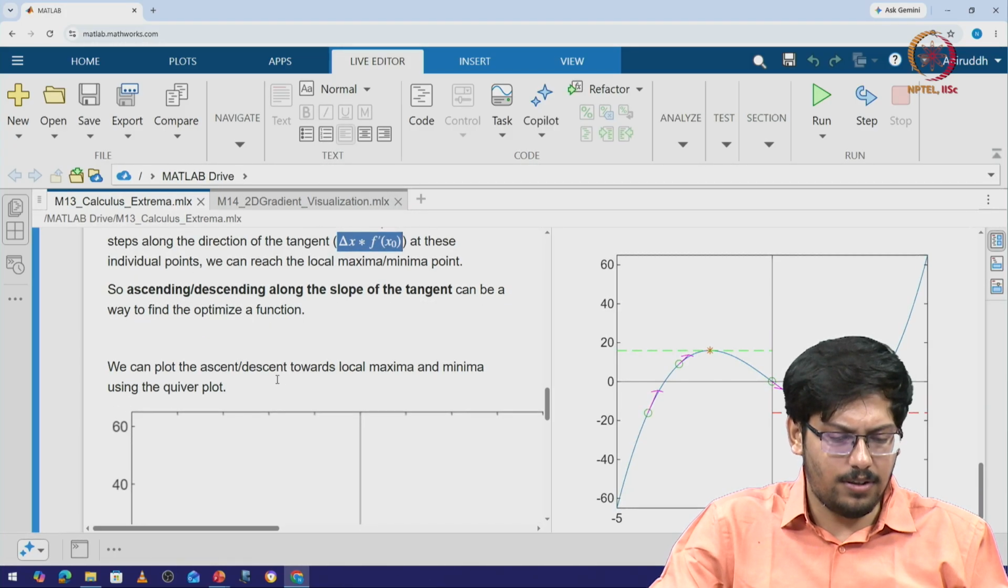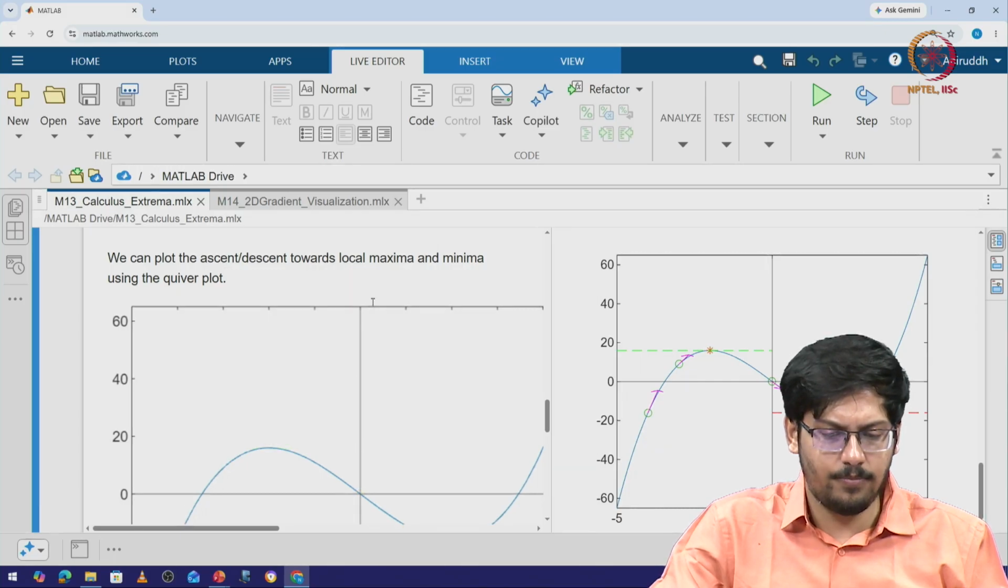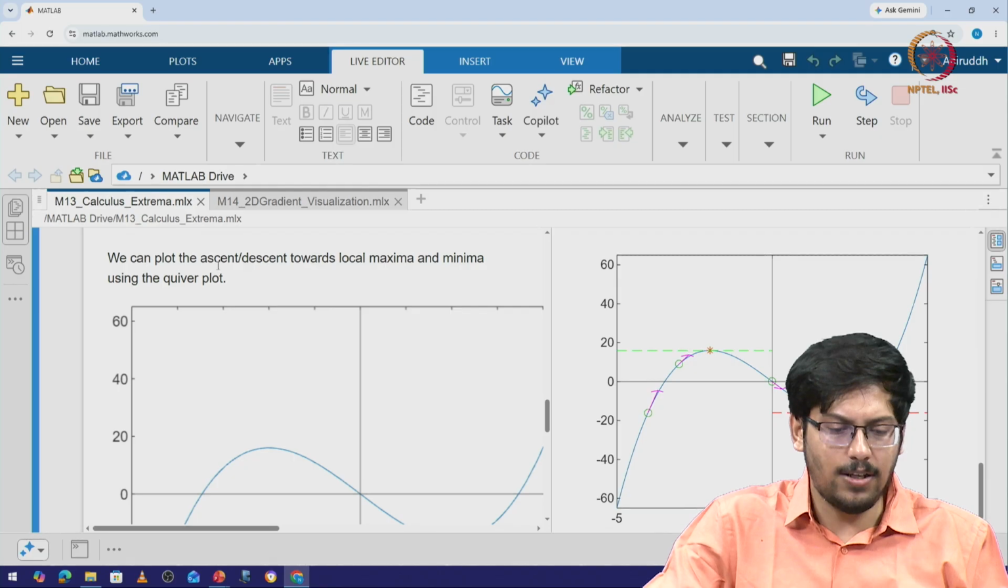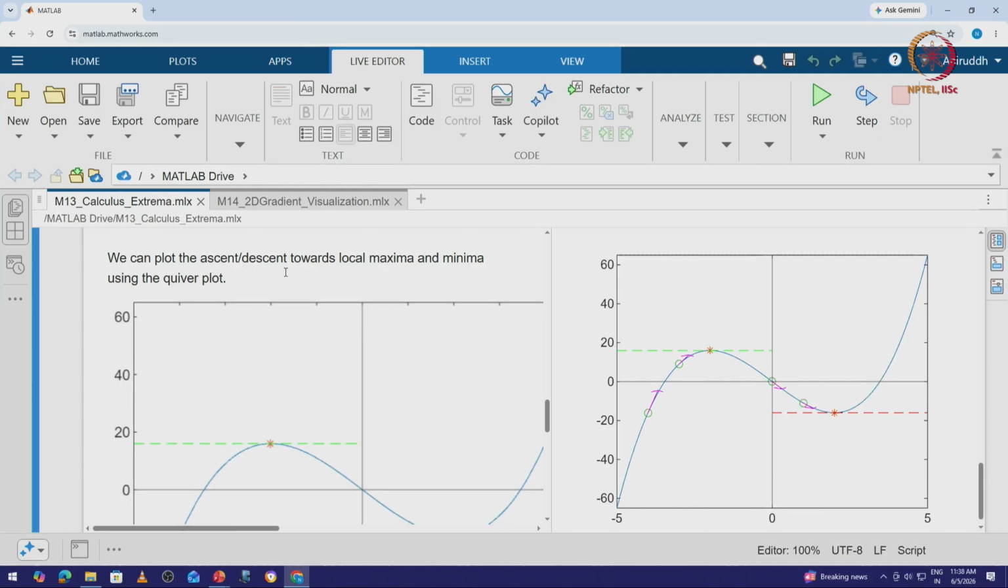Now let's try to plot this function and observe the ascent or descent towards the local minima or maxima.